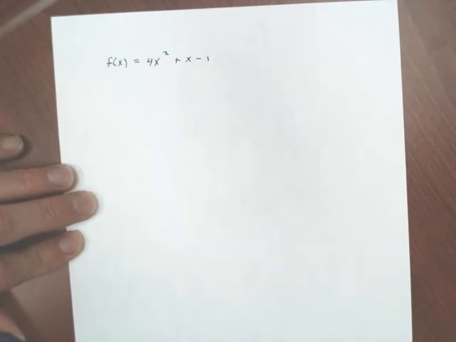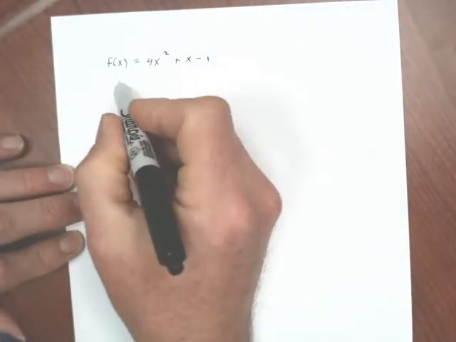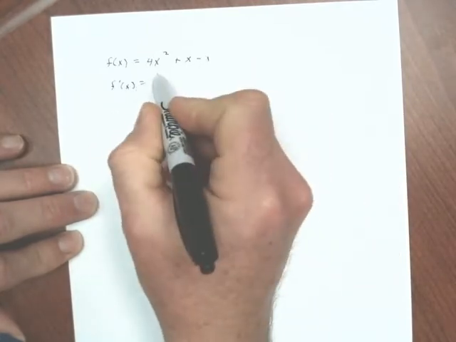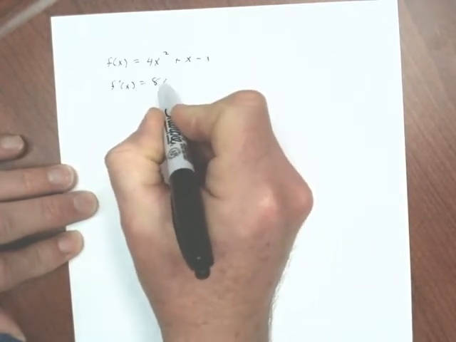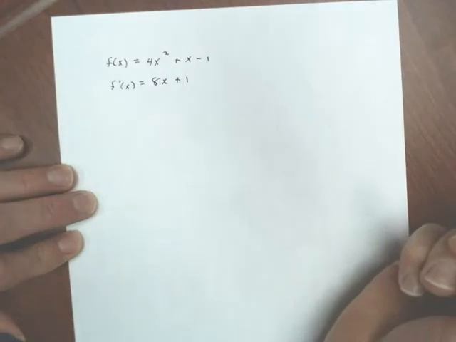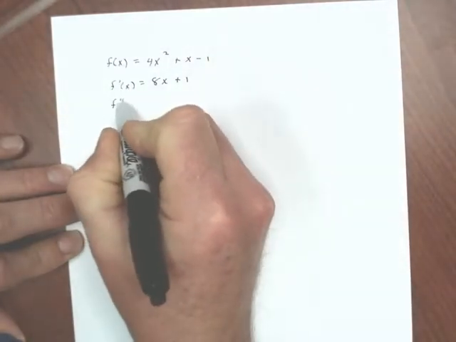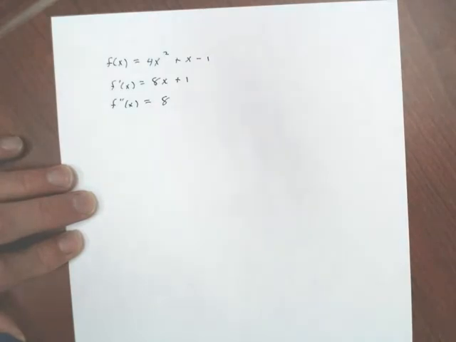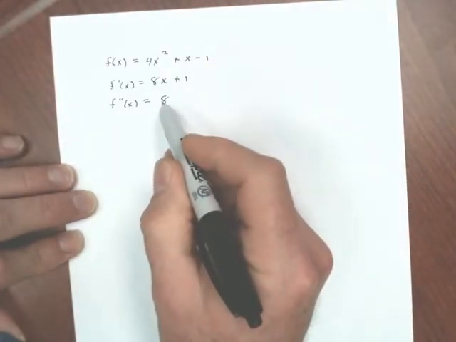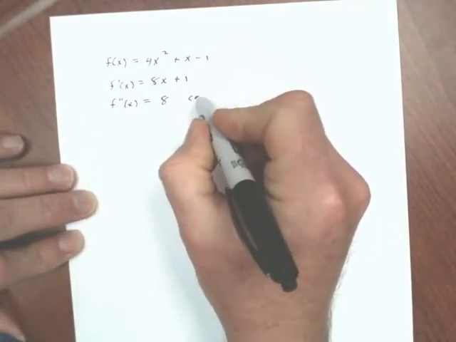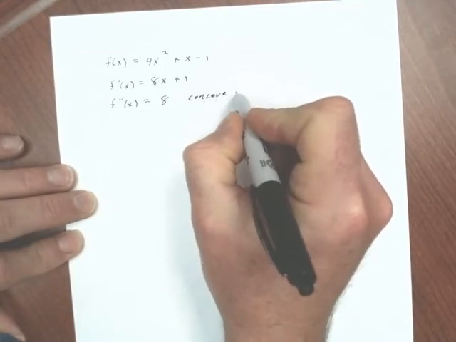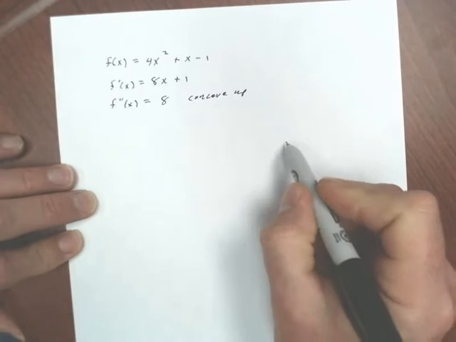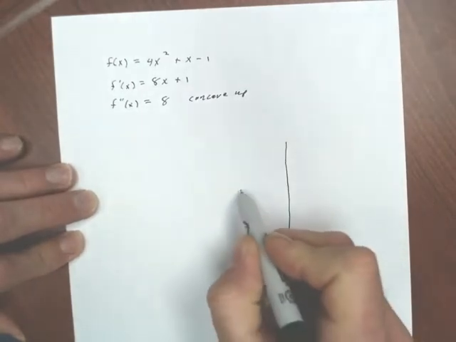Okay, so first thing we want to do is go straight to our first derivative. That gives us 8x plus 1. Second thing we need to do is take the second derivative, which is 8. So 8 is greater than 0, so this function is concave up. Okay? Now, let's go ahead and break out our Cartesian coordinate system.